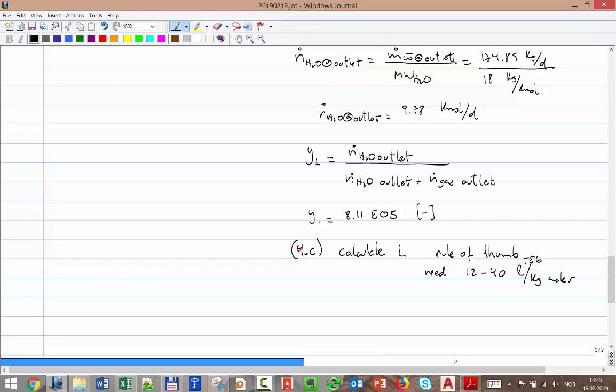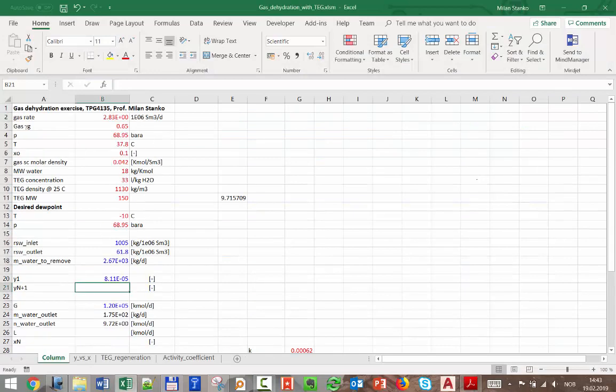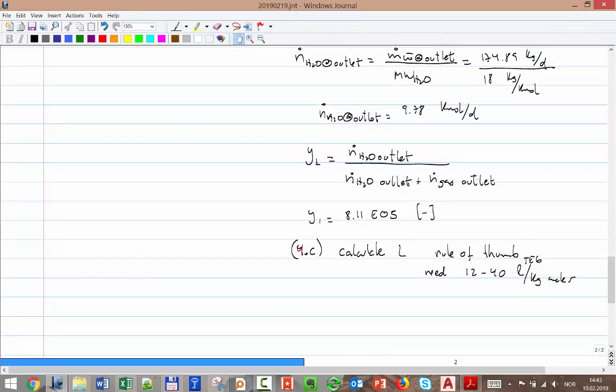If you use too much, then you're just wasting. It's not very efficient, you're having too much liquid. But if you use too little, you have too little mixing. So the optimum lies someplace in between. We're going to use the value recommended for this case, which is 33. We will use 33 liters of TEG per kilogram of water.